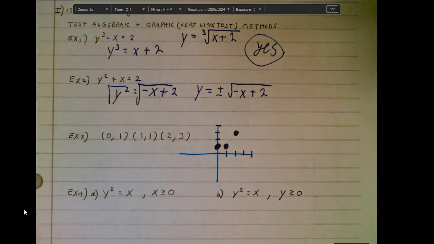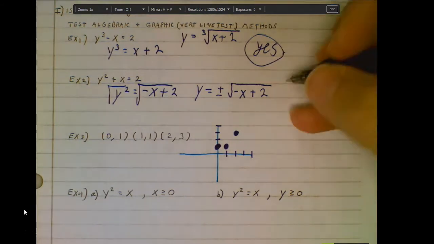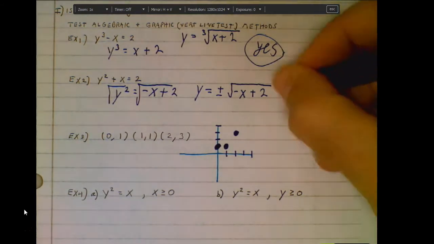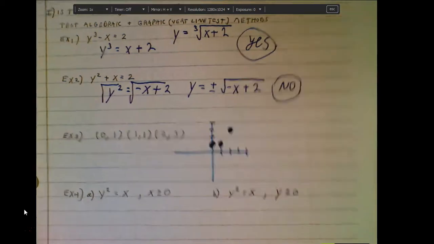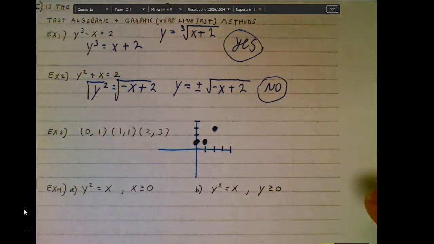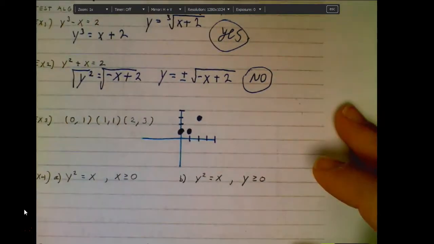And so we would say this machine is not functioning properly. So this is not a function because I'm getting two different results for the same input. And so we'd say that it's not a function. And that's, again, the algebraic way of testing that.